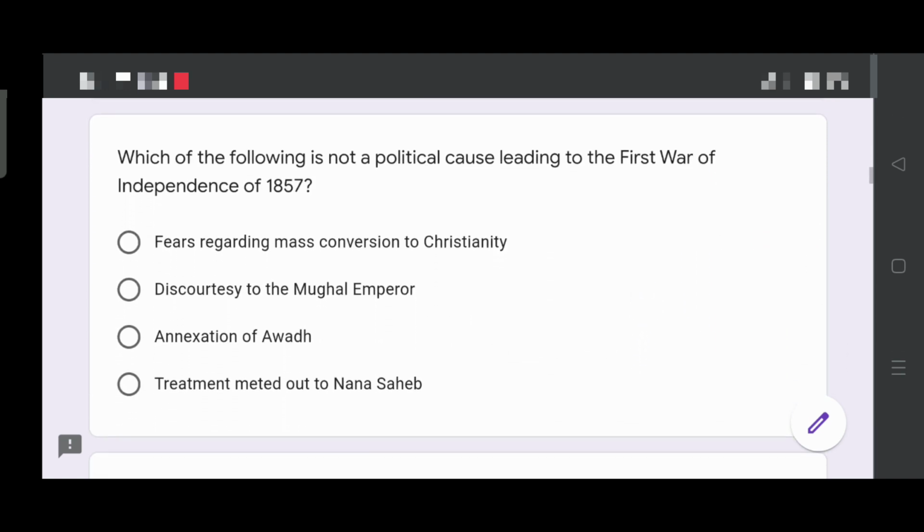Which of the following is not a political cause leading to the first War of Independence of 1857? Read the questions very carefully. Here, not a political cause is the question. Let's read the options now. Fears regarding mass conversion to Christianity, discourtesy to the Mughal emperor, annexation of Awadh, treatment meted out to Nana Sahib. The right answer is fears regarding mass conversion to Christianity, not a political cause but one of the religious and social causes that led to the first War of Independence, 1857.